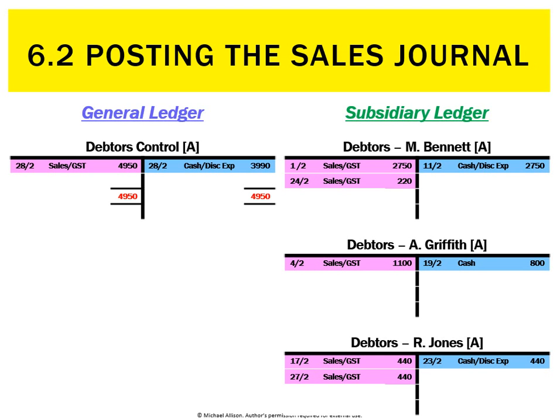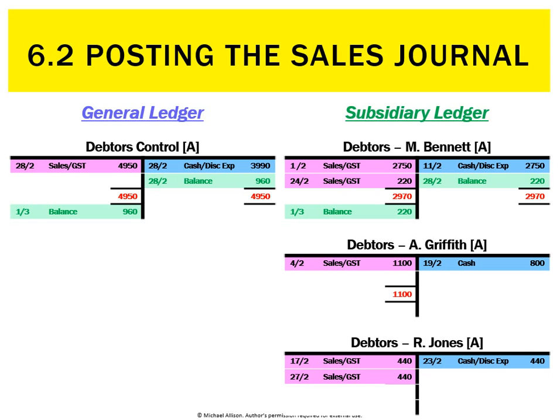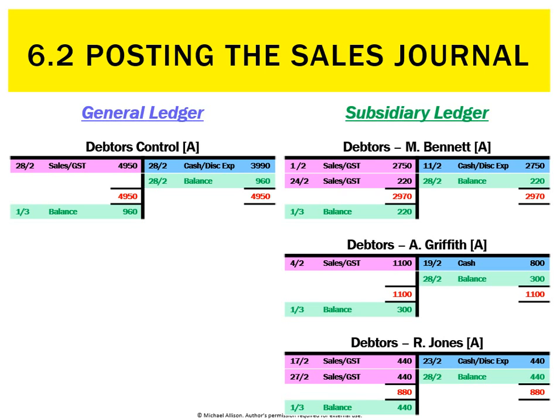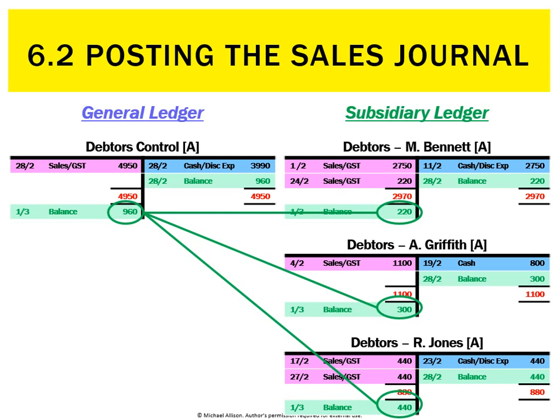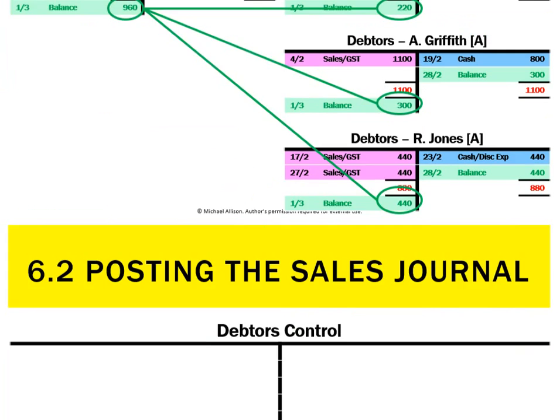What we can do now is balance debtors control, and that's really easy now with just one entry on each side, and we get a total balance of 960. And we'll also balance all the subsidiary ledger accounts as well. So if we balance M. Bennett's account, we get a balance of 220. If we balance A. Griffith, we get a balance of 300. And if we balance R. Jones, we get a balance of 440. So looking at the total there in debtors control of 960, that's just the total of 220, 300, and 440.